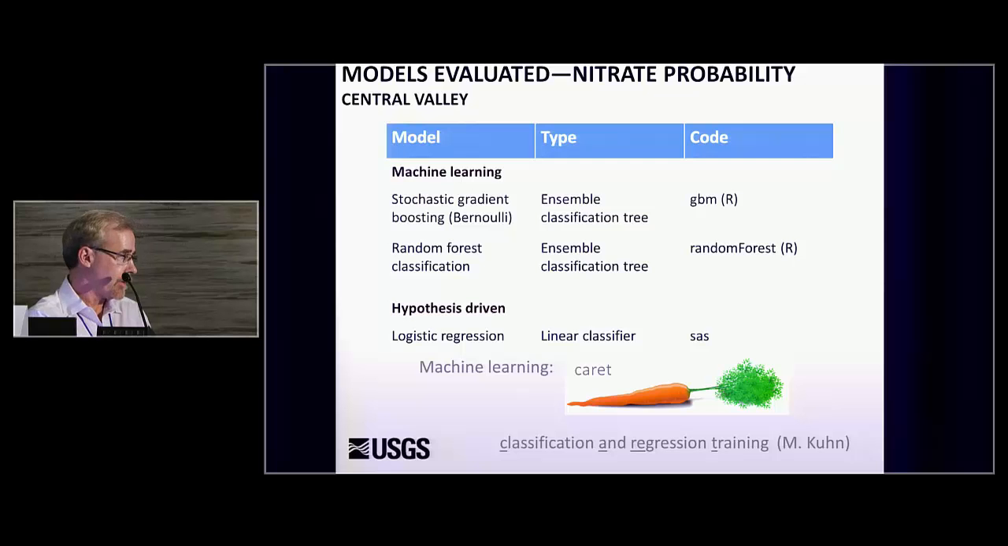And as far as the machine learning methods go, we're taking advantage of an R package called caret, by Max Kuhn, for classification and regression training. And this is a way of implementing the statistical learning, which was in the title of the talk.